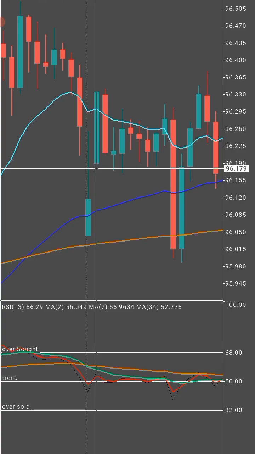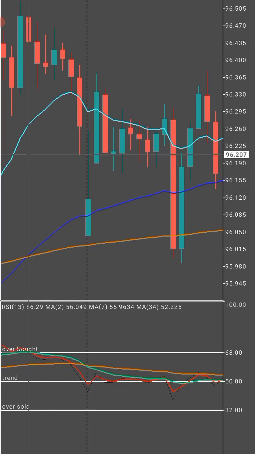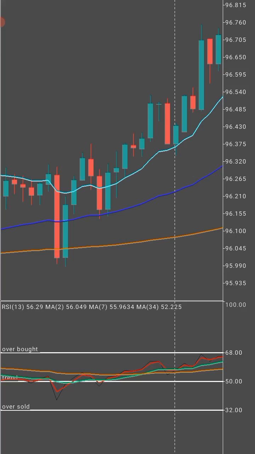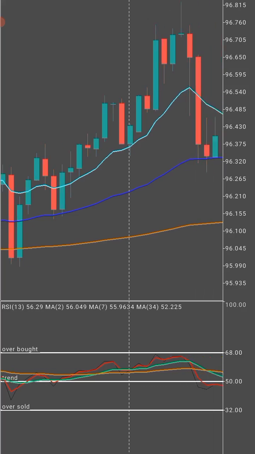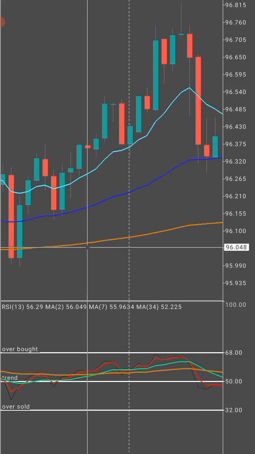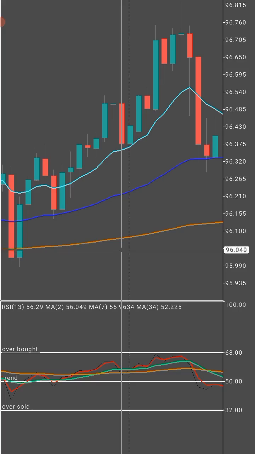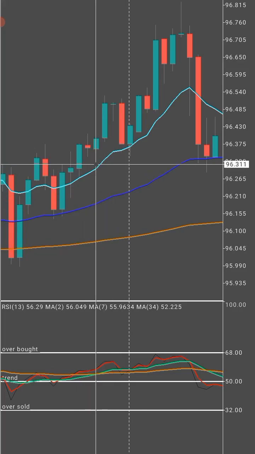Then we have moving averages. Remember, moving averages help us to know the direction. Like you see on my chart, I'm having moving averages. They help us to know the direction of what? Direction of price, the trend. Now you see the 200 moving average, the 50 moving average, and the 30 moving average.